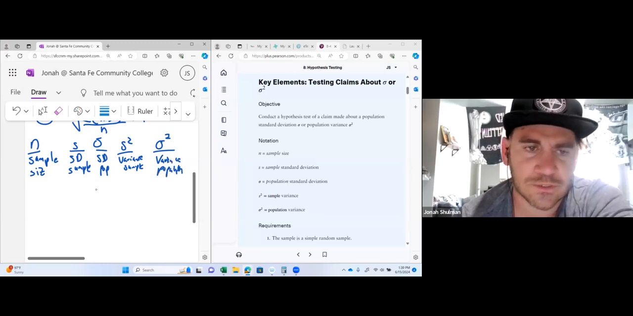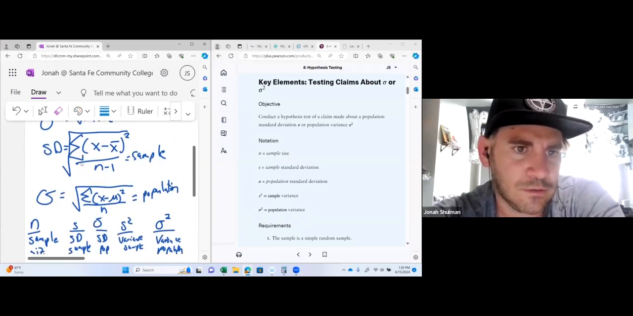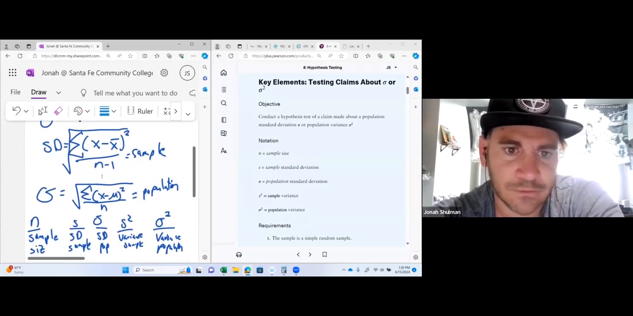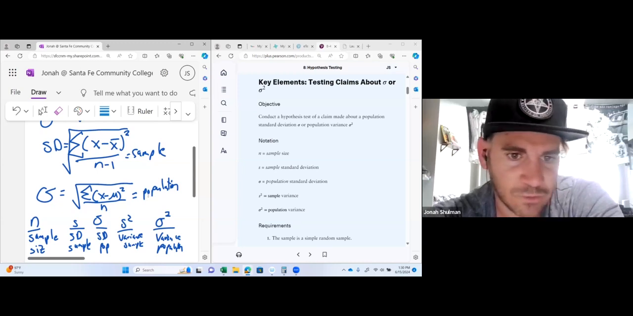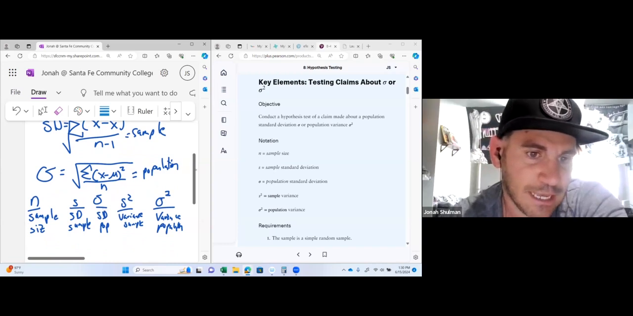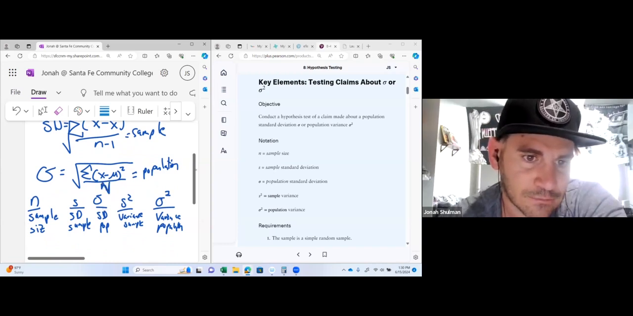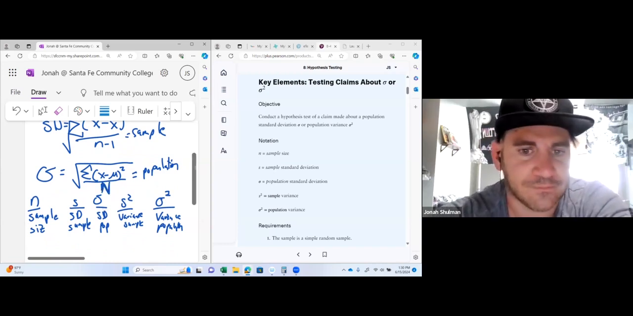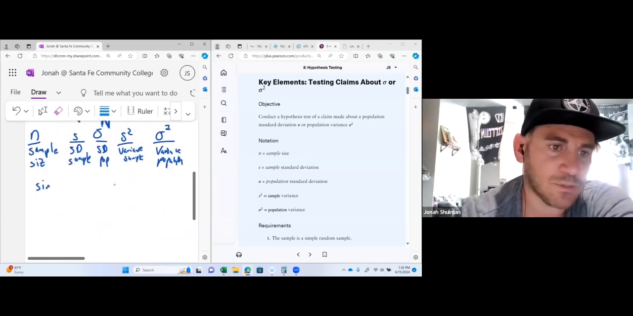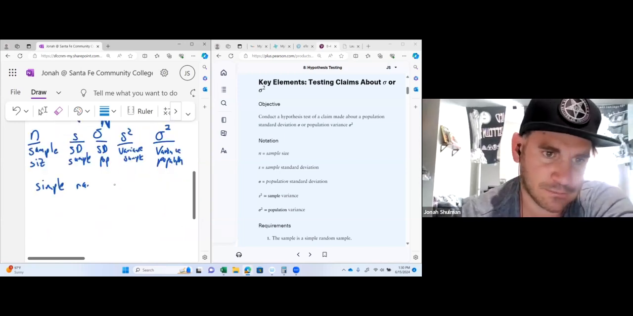Now, in order to do this, and you can see the formulas are barely different, right? For the sample, we have to subtract 1 because of degrees of freedom. For this, we have the whole population, so we use n. A lot of times it's big N instead. All right, to do this, we need a simple random sample and it has to be normal. It doesn't matter how big it is.